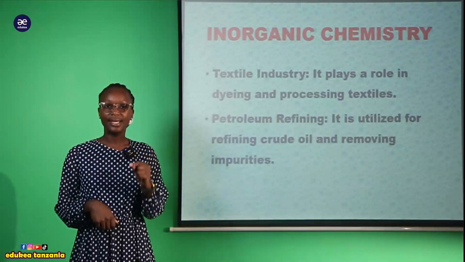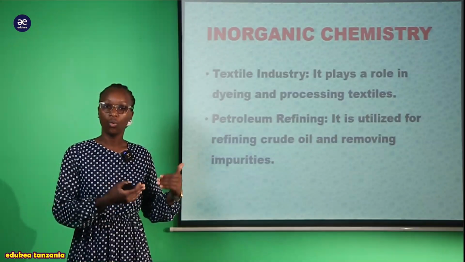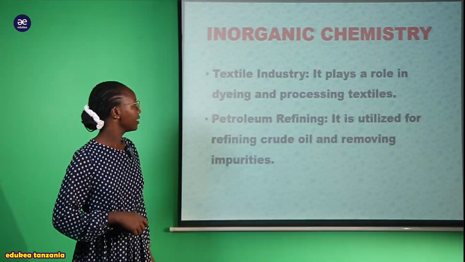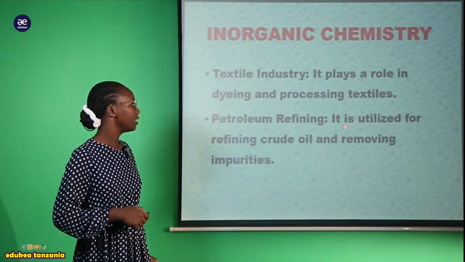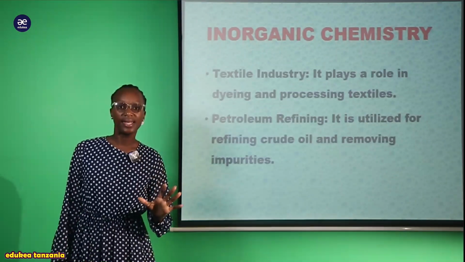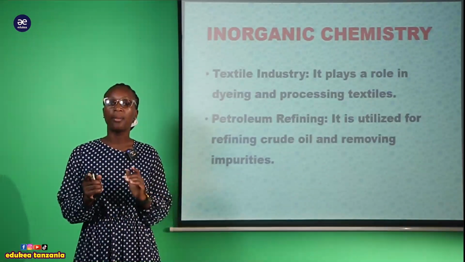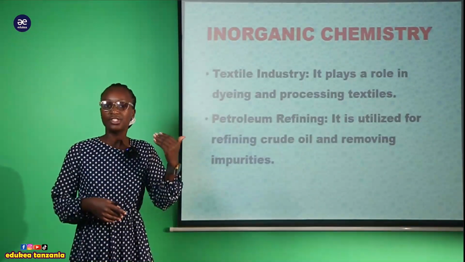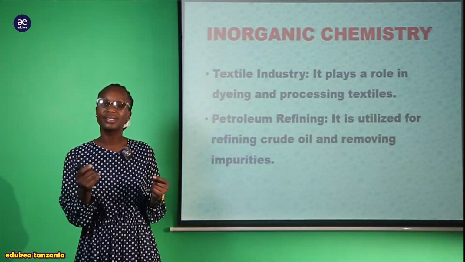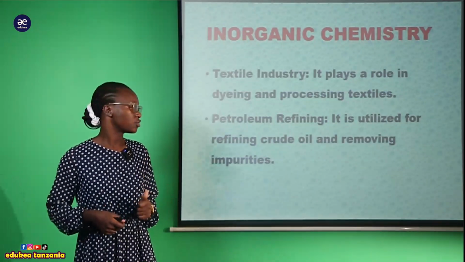When we talk about textile industry, hapa tunaenda moja kwa moja kwenye viwanda vile ambavyo vinahusiana na utengenezaji wa nguo. So anasema kwamba the sodium hydroxide it plays a role in dyeing and processing textile. Sasa utaona kwamba nguo zinakuwa designed katika different colors. That's why we are talking about dyeing. Dyeing na maana tunaongelea mambo ya dye, mambo ya rangi. Sasa utakuja kuona kwamba the sodium hydroxide is useful in the issue of the dyeing, but also in the processing of those textiles. That's why it is very crucial in the textile industry.